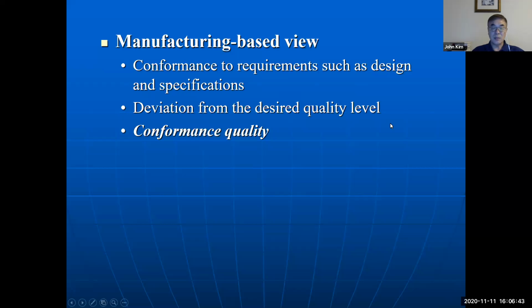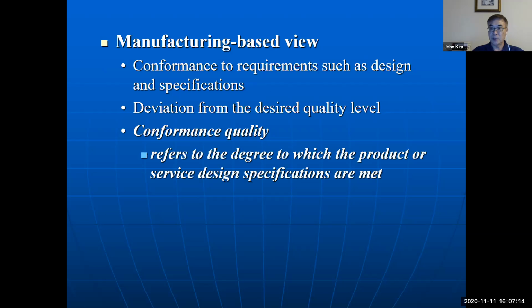And next one is manufacturing-based view of quality: conformance to requirements such as design and specification, based on a deviation from the desired quality level. If we conform to that design or specification, then we can say it is good. So manufacturing-based view is conformance quality. Conformance quality refers to the degree to which the product or service design specifications are met.